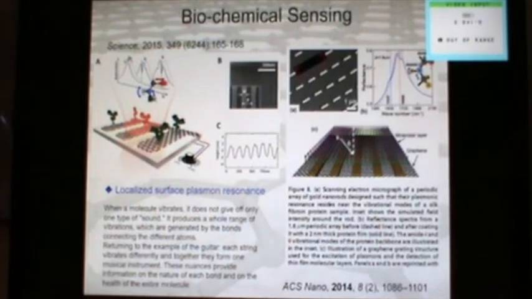One similar idea is to place graphene on a grating structure. So this is not graphene itself as a grating, but graphene on a grating. It can also enhance the sensitivity of this kind of biochemical sensor.